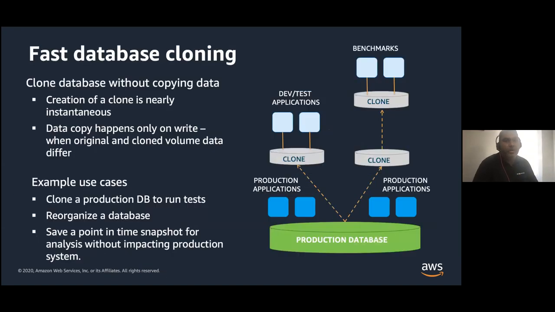The other feature offered is fast database cloning. So here you can clone your database. You can quickly and cost-effectively create clones of all the databases within your Aurora database cluster. The clone database requires only minimal additional space when first created. And as you can see on the diagram, database cloning uses a copy on write protocol, in which the data is copied at the time the data changes, either on the source databases or on the clone databases.